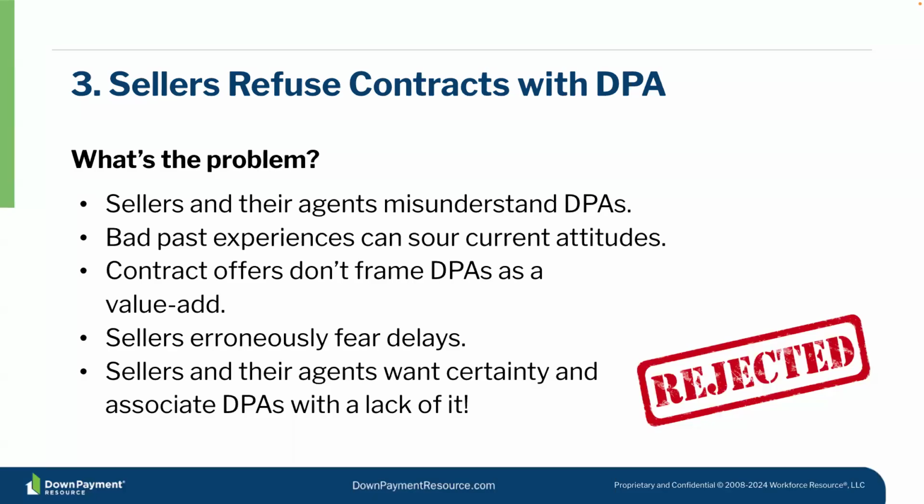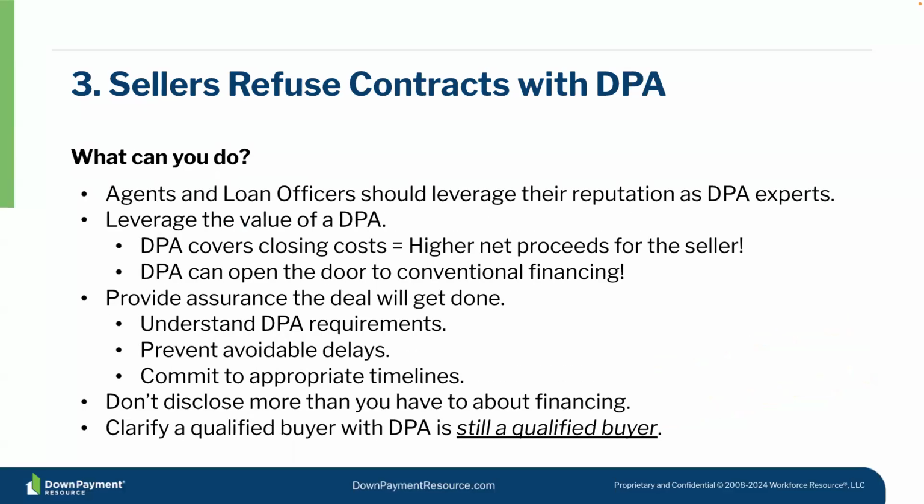Let's remember as well that sellers need help framing the value of the DPA appropriately. Did they get their closing costs covered by the DPA programs? If so, agents help frame up the value of that to the seller. We also know that sellers, and again, their agents, want certainty and fear delays, and sometimes will associate the down payment assistance program with a lack of certainty and therefore a perceived risk of delay. So, what can be done?